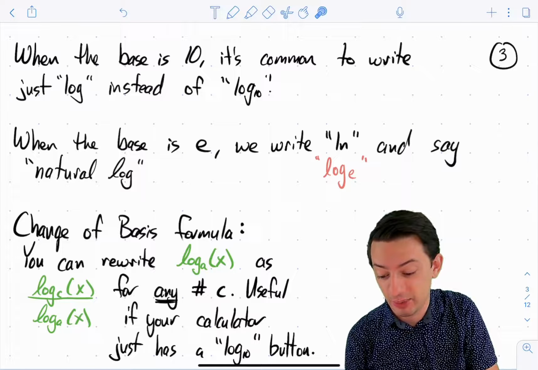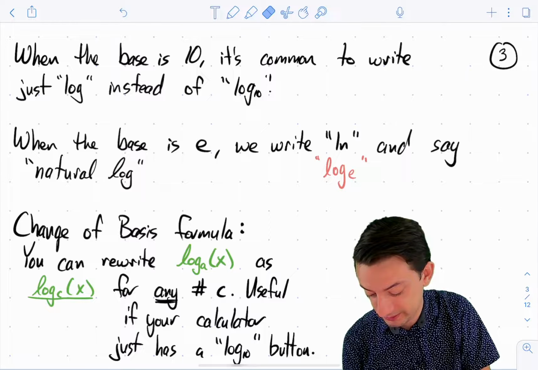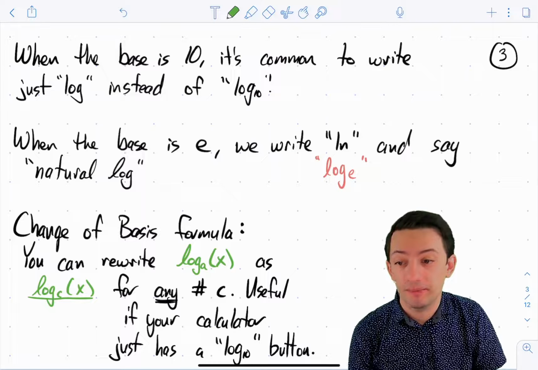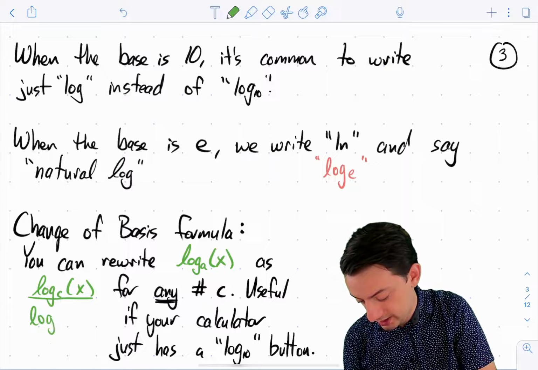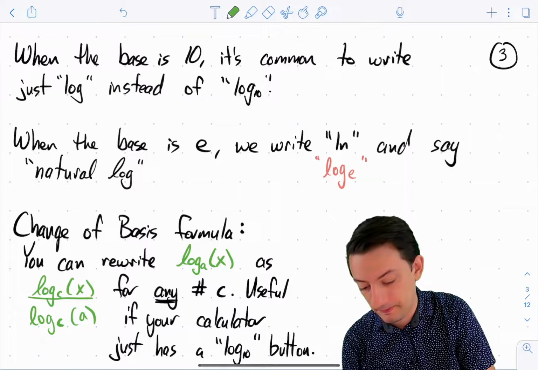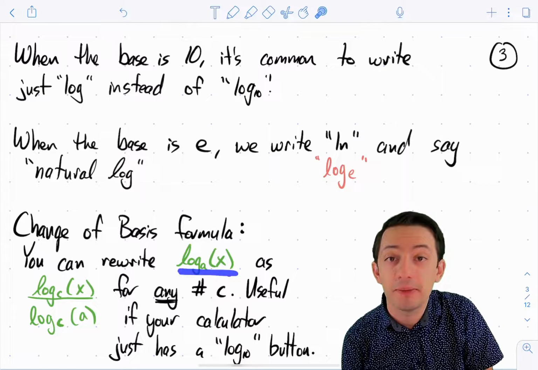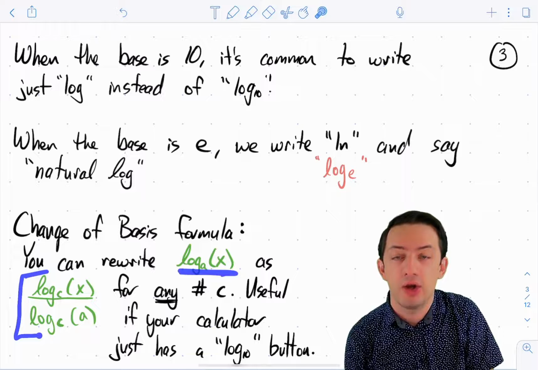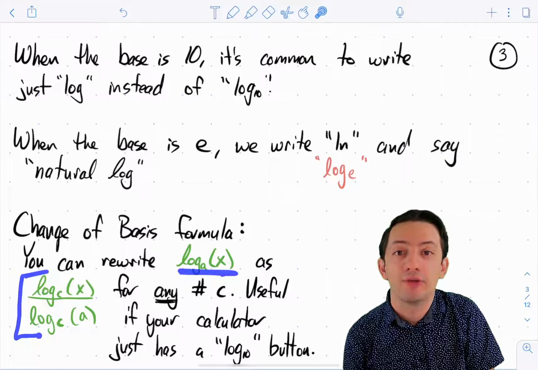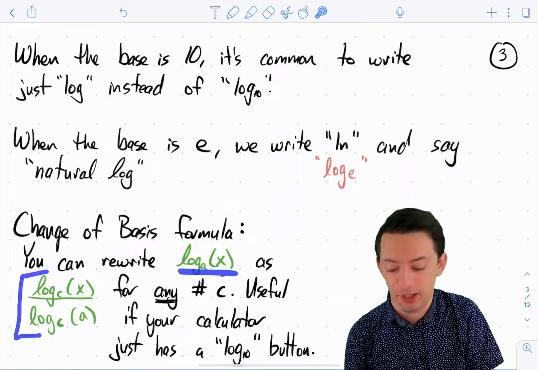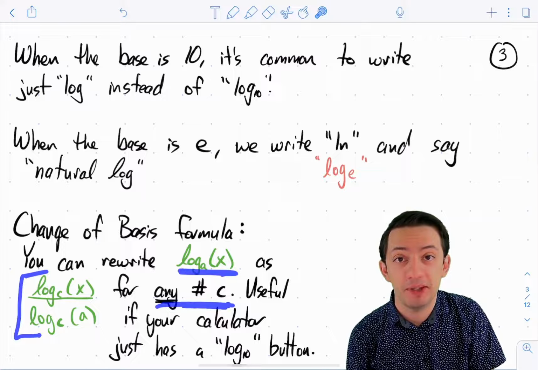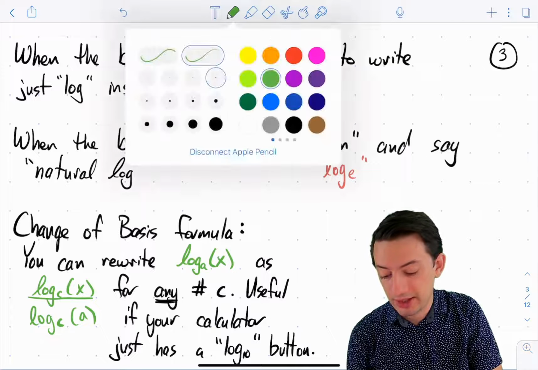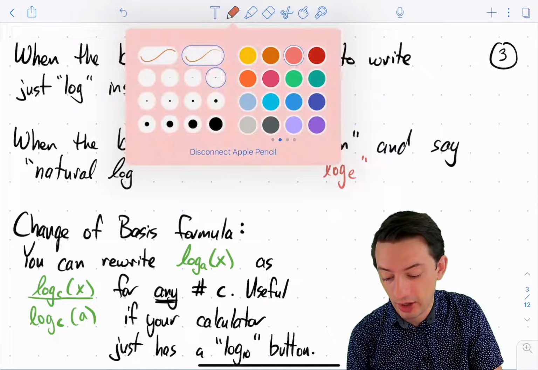Oh, I can tell I have a typo in my formula already, so let me fix this. Our change of basis formula says, there we go, if we want to calculate log base a of x, we can calculate instead log base c of x over log base c of a for any number c. It's the fact that it's for any number c that you get to pick that makes this convenient. So for example, that c should be whatever you have on your calculator.